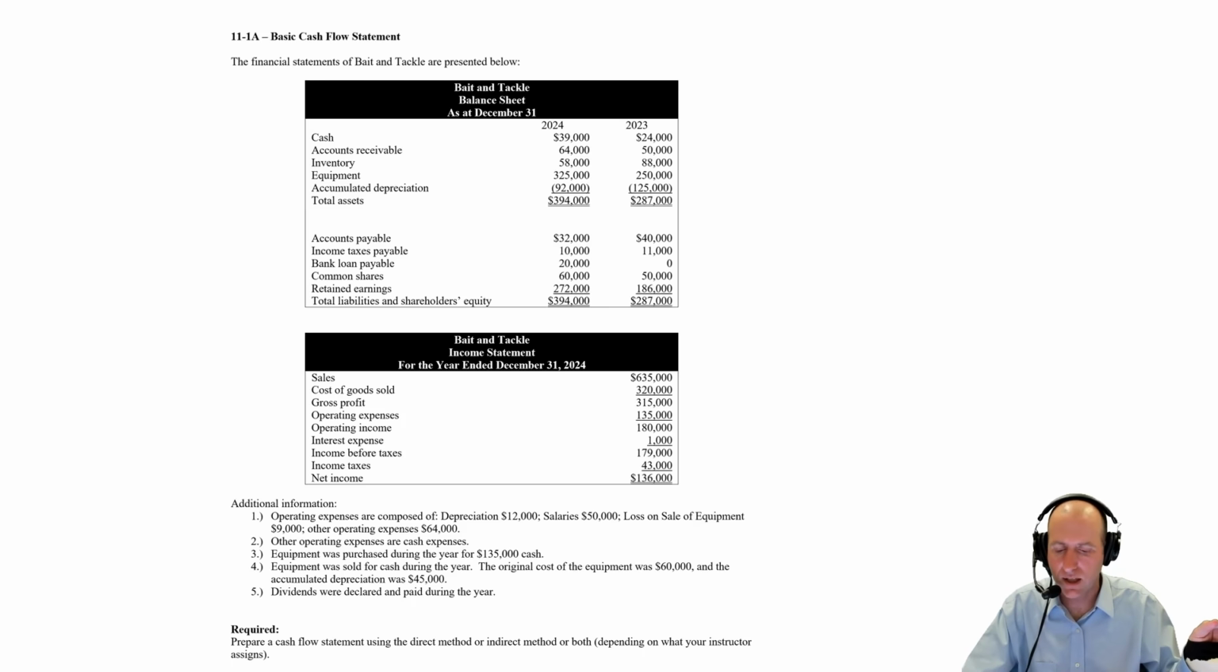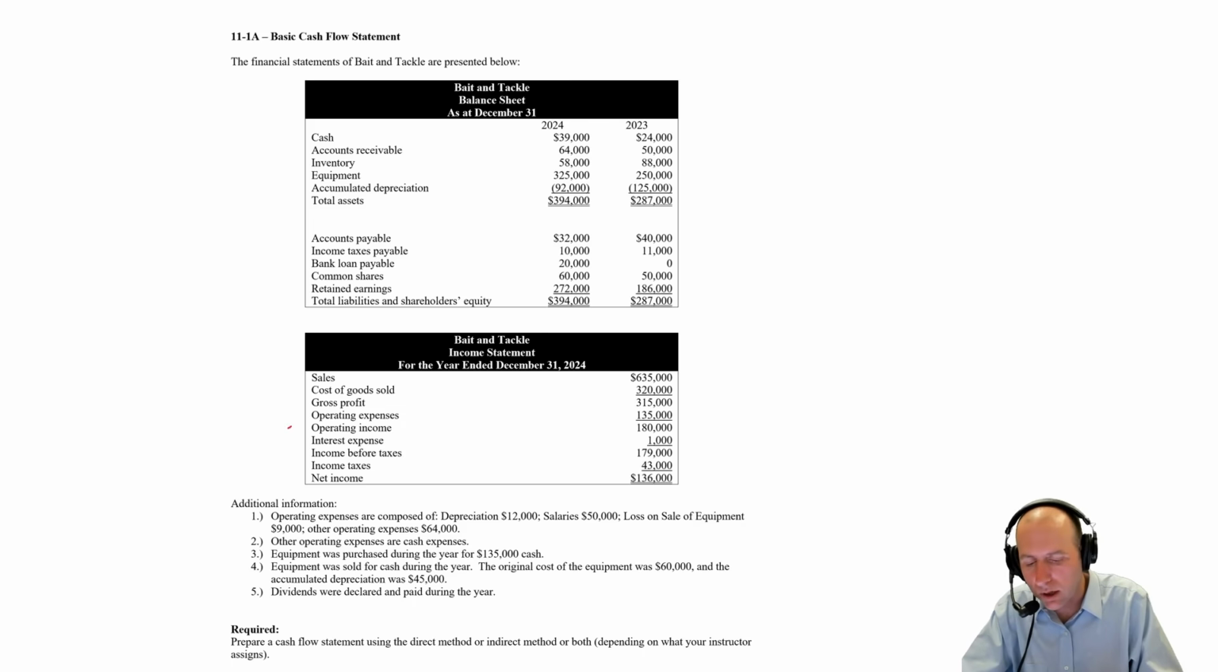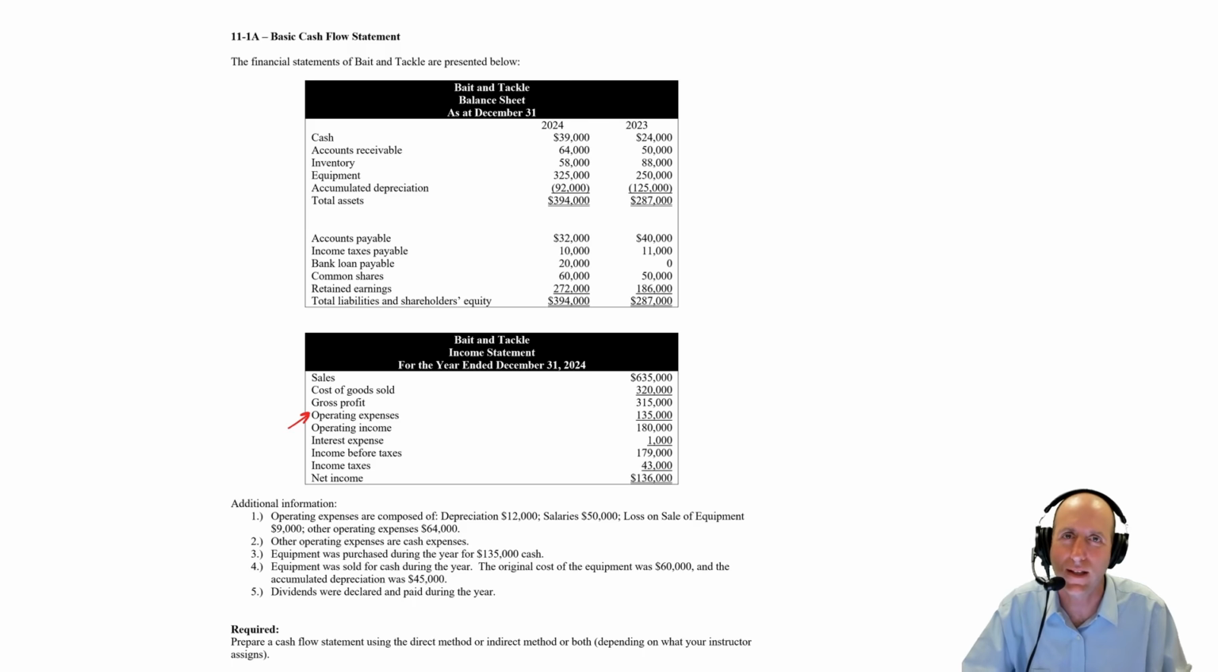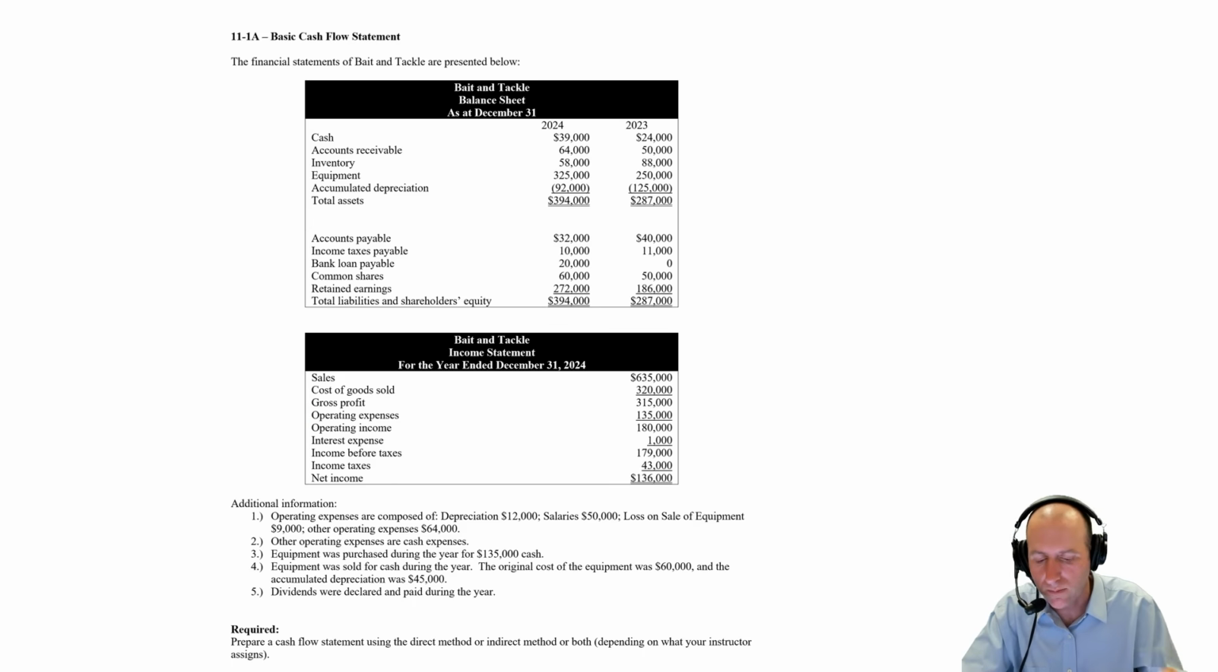Looking at the income statement: sales, COGS, gross profit. So sales minus COGS is gross profit. Deduct the operating expenses to get operating income. Normally we would see a list of operating expenses, salaries or depreciation or some other expenses, but here it's just a one-liner. Interest expense, income before taxes, income. So nothing new on the income statement.